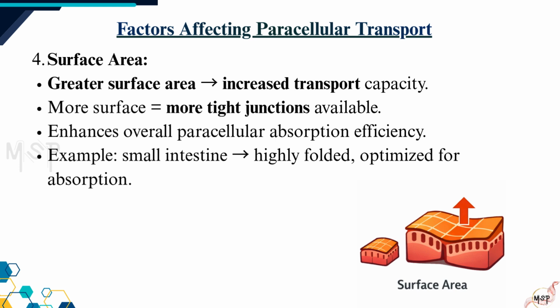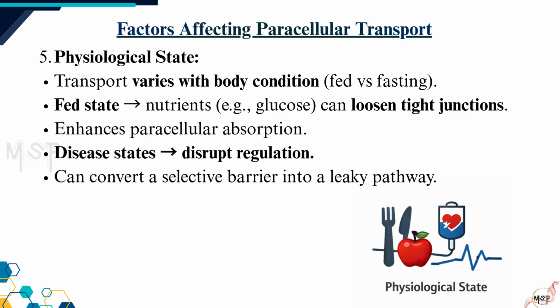We also have to consider surface area. It's a simple ratio. The more surface area you have, the more junctions are available for transport. This is why the massive, folded internal surface of your small intestine is such an efficient engine for paracellular absorption. Finally, your physiological state changes the rules of the game. Your body doesn't transport nutrients the same way when you are fasting as when you are fed. In a fed state, the presence of nutrients like glucose can actually trigger the junctions to loosen to aid in absorption. And as we've seen, disease states can turn a finely tuned filter into a wide-open door.